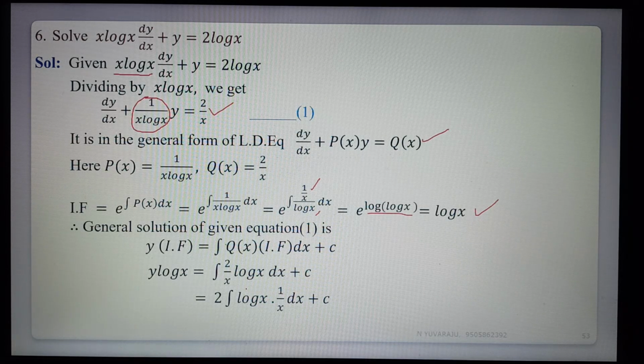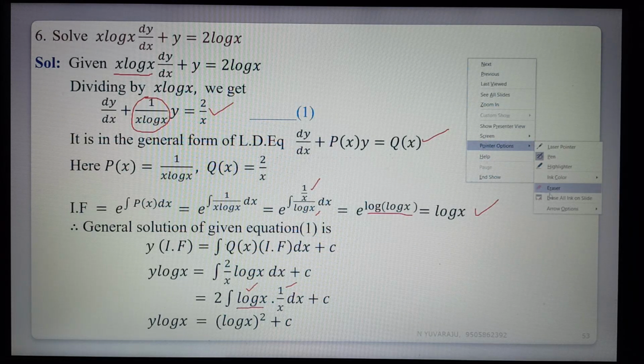So see that here log x into 1/x means this is of the form f(x) into f'(x). Integration of f(x) f'(x) dx is f(x) whole square by 2, that is equal to (log x)²/2. The 2 cancels, integration of log x into 1/x means (log x)²/2, 2 cancels, remaining here y log x is equal to (log x)² plus c. This is the solution.